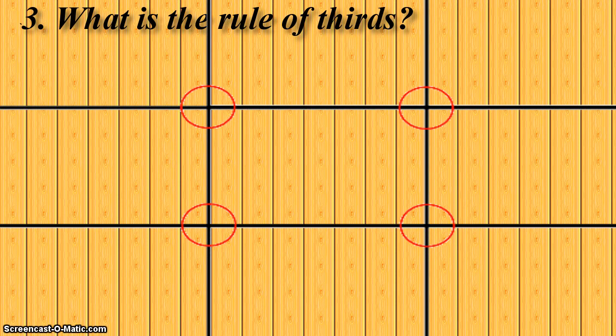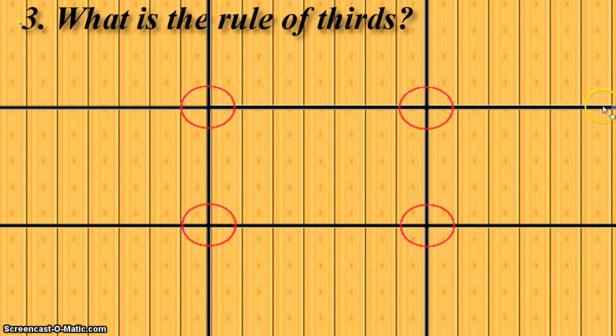Okay, the third topic is what is the rule of thirds. The rule of thirds is basically dividing the picture into 9 equal squares, and you should put things on these intersections so it will really stand out and it will balance out. And it's really the basic.